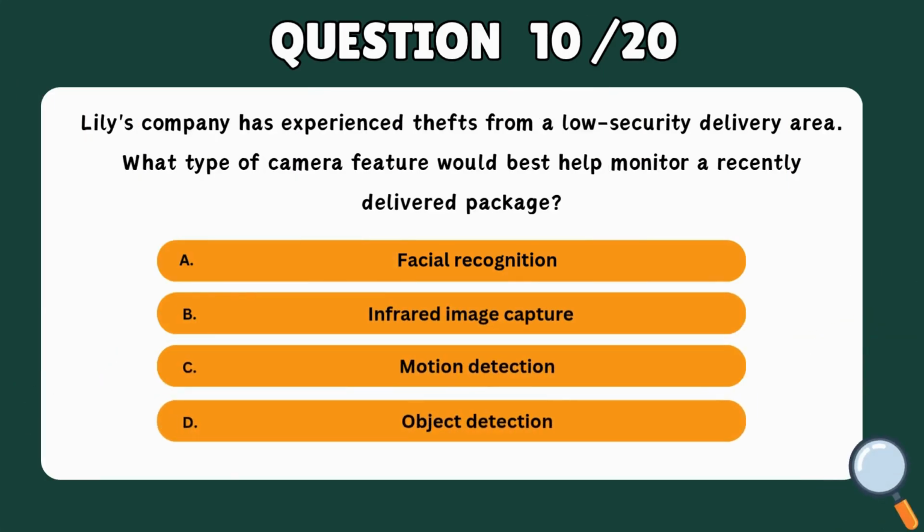Question 10. Lily's company has experienced thefts from a low-security delivery area. What type of camera feature would best help monitor a recently delivered package? A. Facial recognition. B. Infrared image capture. C. Motion detection. D. Object detection. Correct answer. D. Object detection.